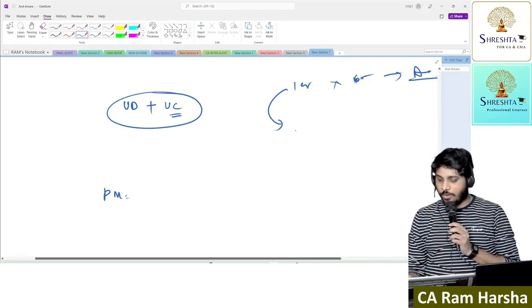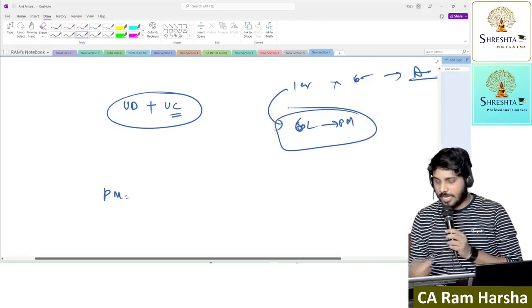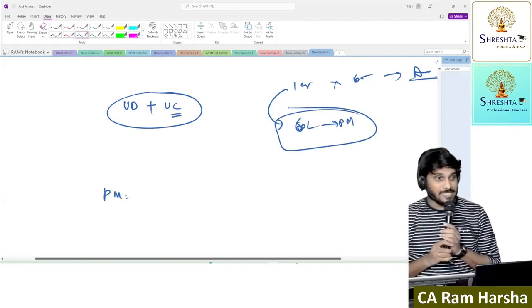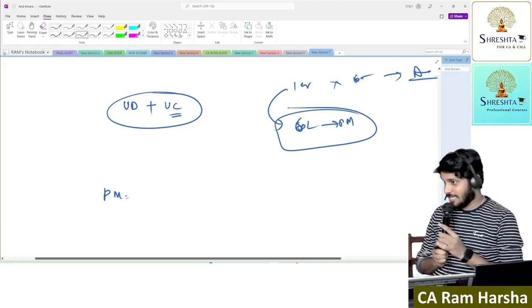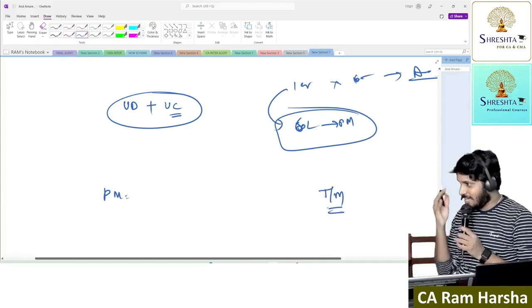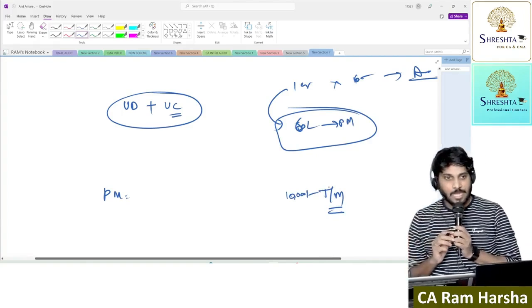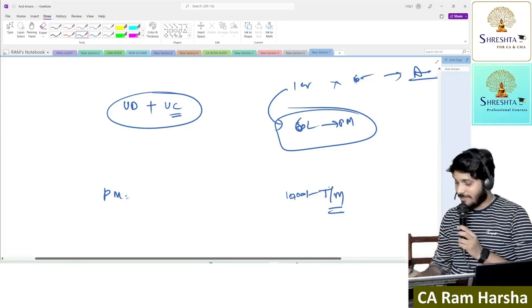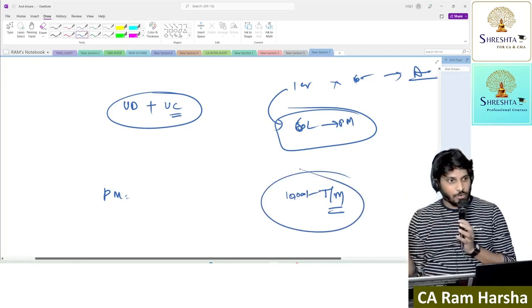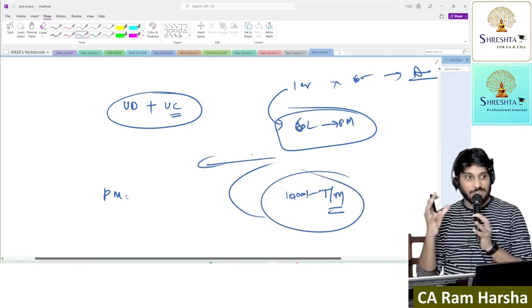Below that, I will set 60 lakhs as performance materiality. And for the triviality level, we call it the trivial level, I will keep 10,000 rupees. I will tell my team members, if any mistake is less than 10,000, ignore it. If it is more than 10,000, report it as a difference.